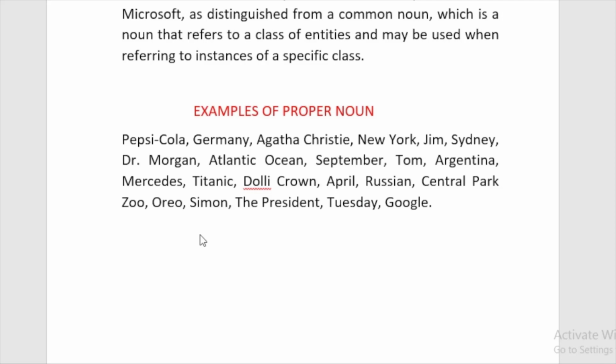Now examples of proper noun: Pepsi Cola, Germany, Agatha Christie, New York, Jim, Sydney, Dr. Morgan, Atlantic Ocean, September, a particular month, Tom, a particular name of a boy, Argentina, a particular name of a country, Mercedes, Titanic, Dolly Crown, April, Russian, Central Park Zoo, Oreo, Simon, the president, Tuesday, a particular day, Google. So these are the examples of proper noun.